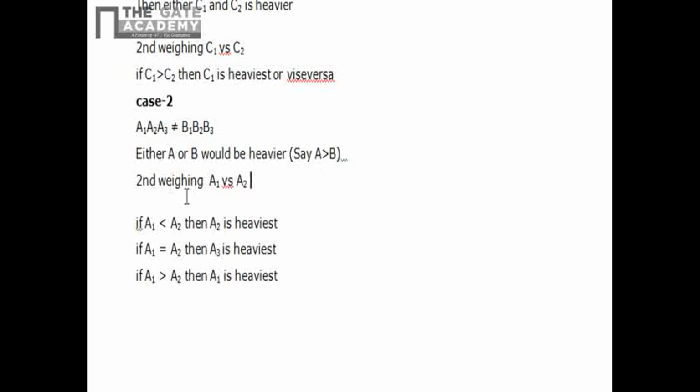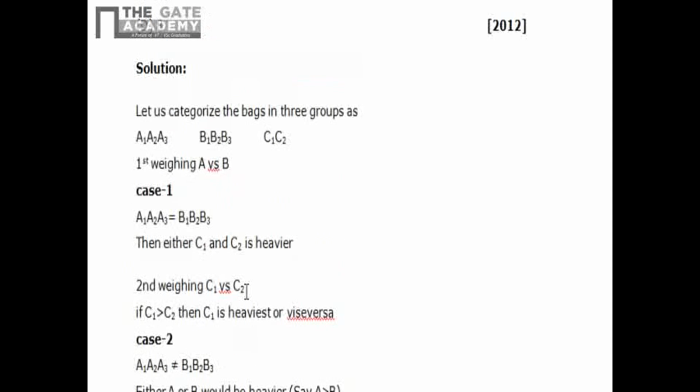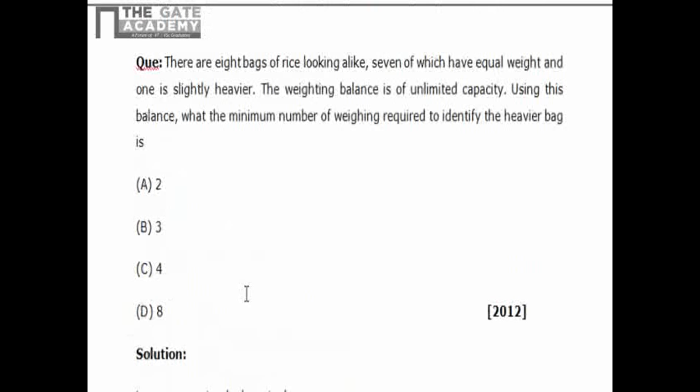So in the second weighing, I'll only weigh A1 versus A2. There are three possible conditions. If A1 is less than A2, that means A2 is heaviest. If they are both equal, that means A3 is heaviest. If A1 is greater than A2, that means A1 is heaviest. So only two weighings are required to find out which is the heaviest bag among the 8 bags.